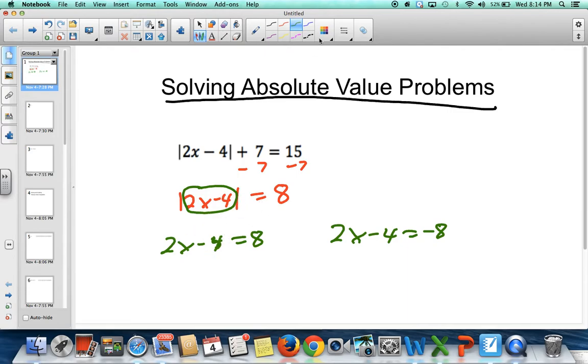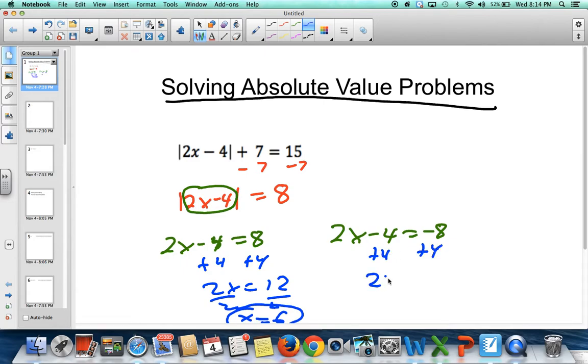So now I just have to solve each problem like an 8th grader. I add 4 to both sides. 2x equals 12, divide by 2. X equals 6. So that's one solution, x is 6. The other one over here, I'm going to add 4 to both sides. I have 2x equals negative 4. Divide by 2. X equals negative 2.